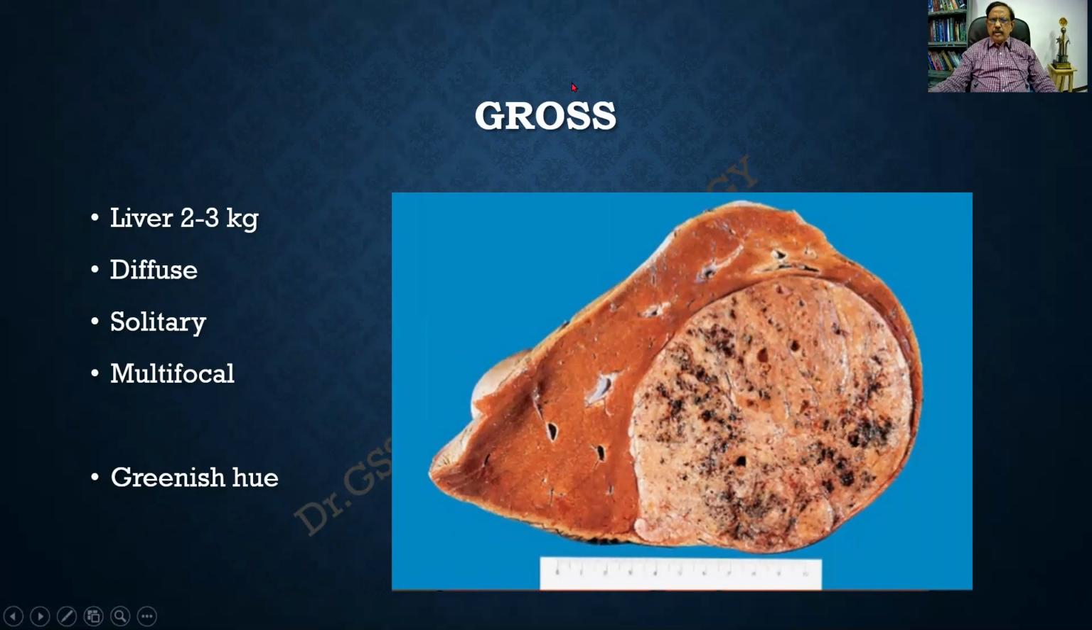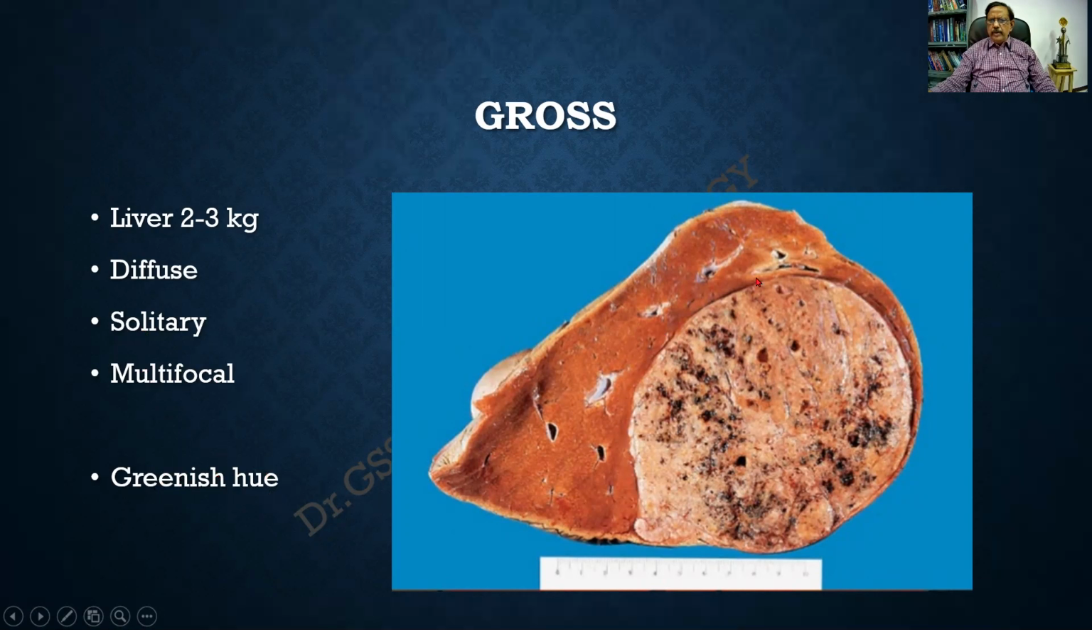Coming to the gross of hepatocellular carcinoma, basically there are some fundamentals. The liver weighs up to 3 kg. It can be 2 to 3 kg, increased in weight. And the types of malignancies can be diffuse, solitary, or multifocal. And there can be a greenish hue because of bile stasis.